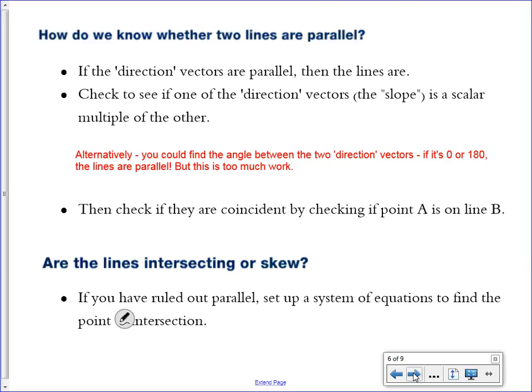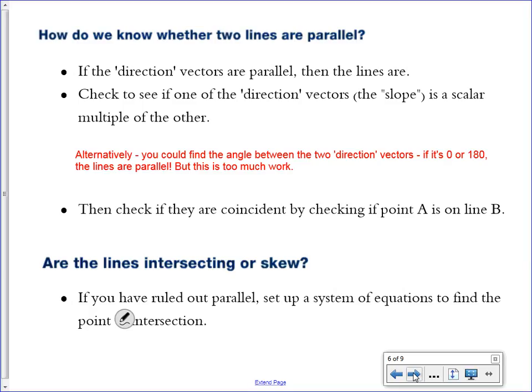So if I have a line with direction vector 2, 4, and another line whose direction vector is 4, 8, then those 2 lines are going the same way, right? Their direction vectors are scalar multiples of one another. So therefore, those lines are going the same way, parallel. In red, there's an alternate way to find it. We're not going to bother with that one.